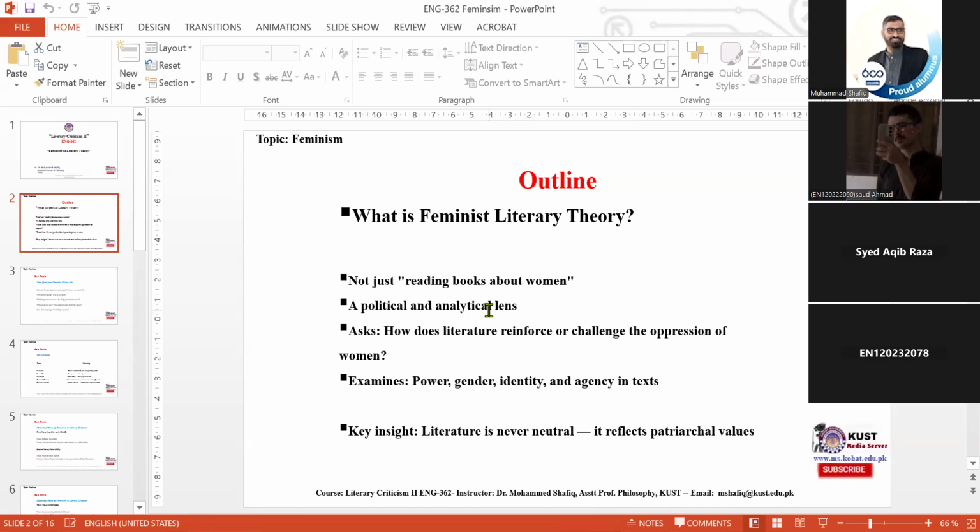Specifically, it's a political and analytical lens which enables us to look into different paradigms and how women have been exploited throughout history. It asks, how does literature reinforce or challenge the oppression of women?